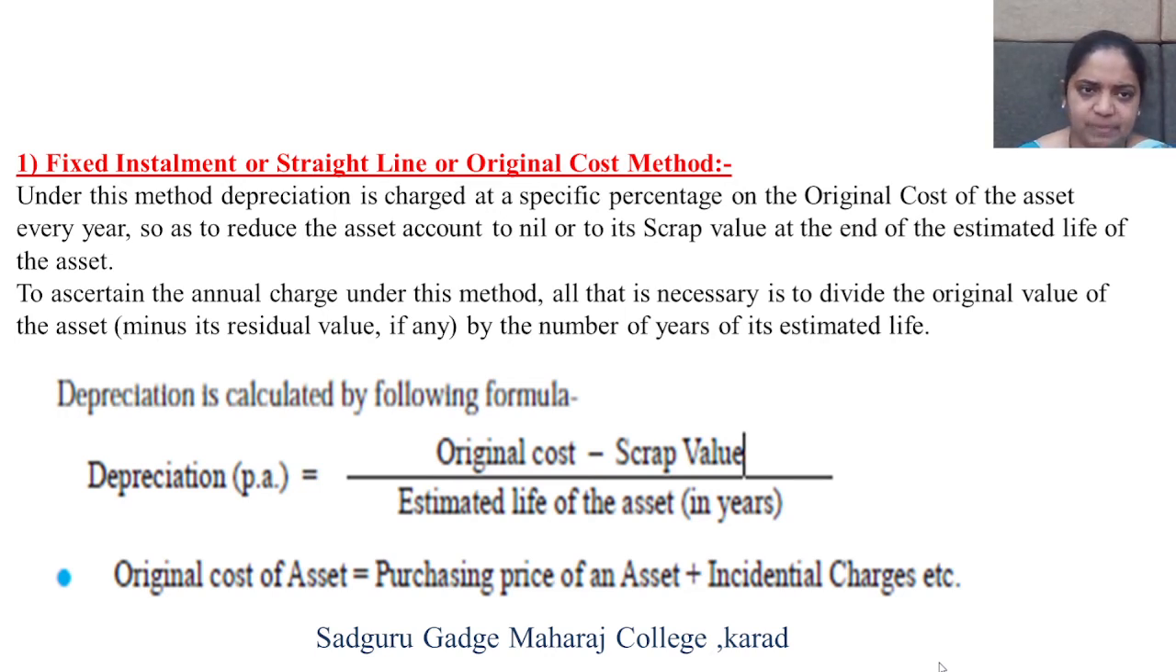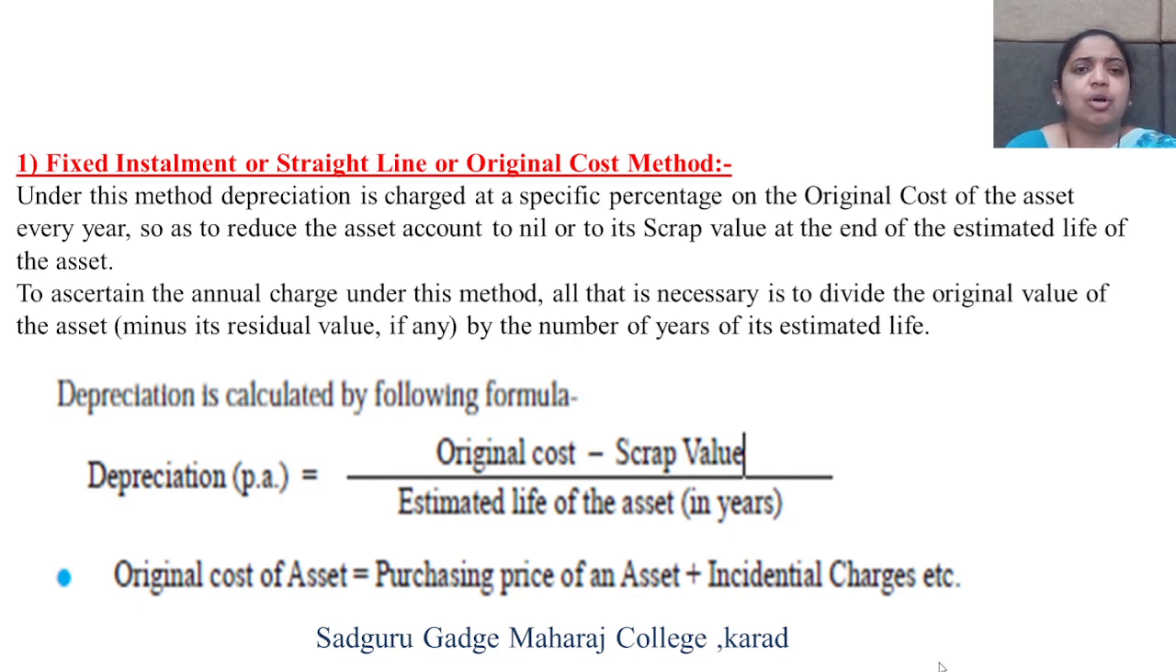of an asset. To ascertain the annual charge under this method, all that is necessary is to divide the original value of an asset minus its residual value, if any, by the number of years of its estimated life. Remember, the name says what? Fixed installment. That means whenever you charge depreciation through the fixed installment method, always you have to charge on the original cost of an asset. What is the original cost?